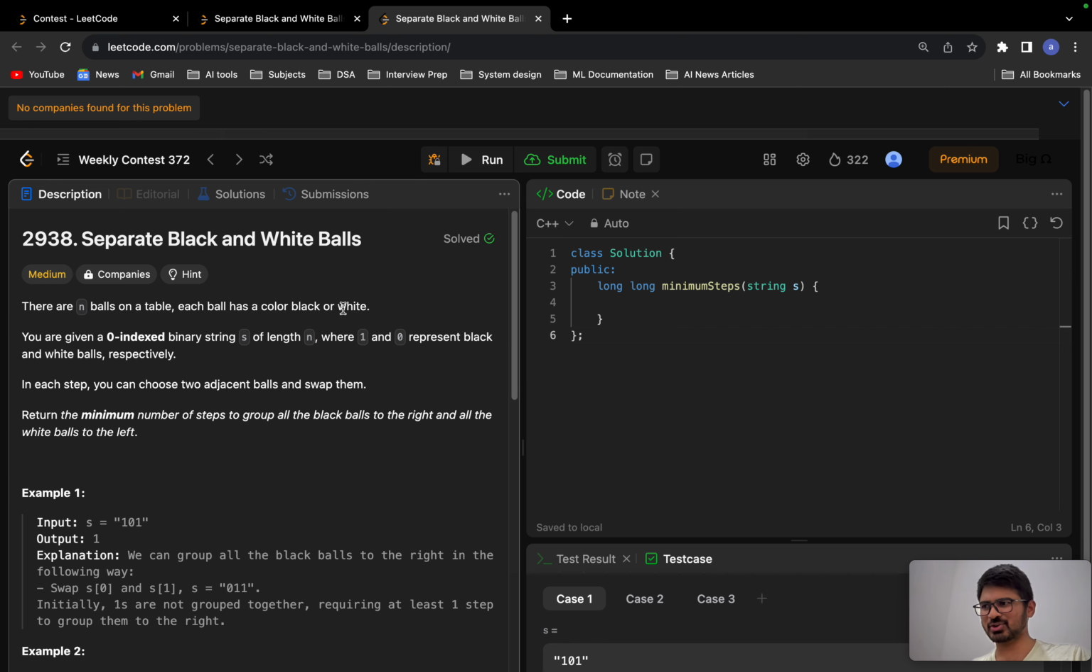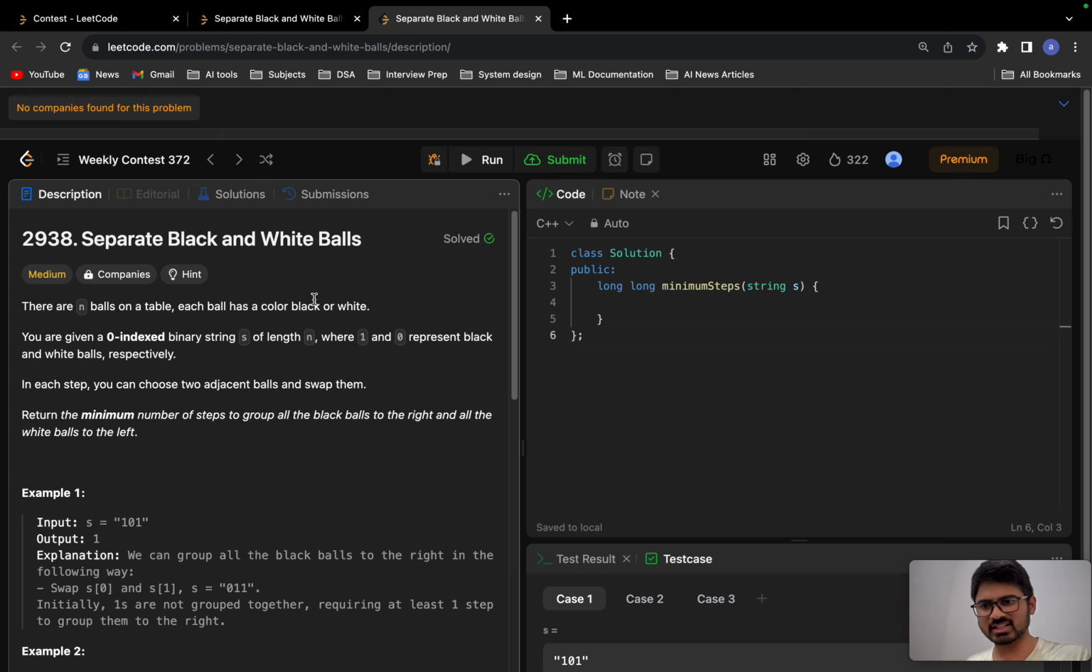So today we will solve this problem, separate black and white balls from the weekly contest 372. If you go into the solutions tab, you can find a lot of solutions where they are using counting sum, where everywhere we are counting it, and you can solve this. Like if you are good at mathematics, you can solve this. But today we will solve programmatically, using two pointers, using indexes.